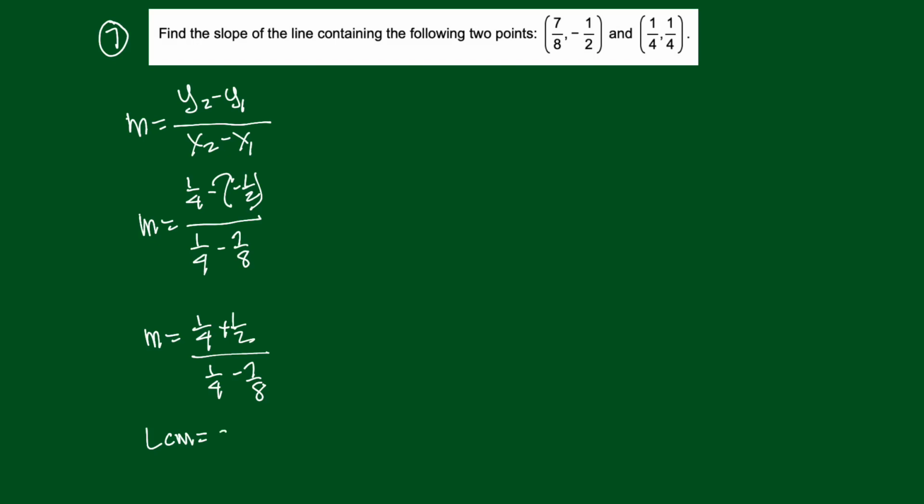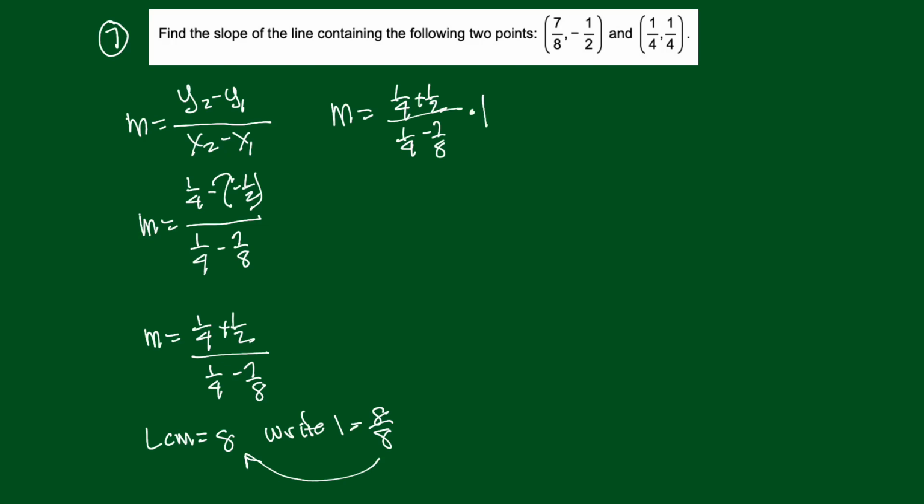Now, here's what I'm going to do. I'm going to write 1, okay? Write 1 as 8 over 8. Okay, that 8's coming from here. Now, here's why I do that. I'm going to do it up here. M is equal to 1/4 plus 1/2 over 1/4 minus 7/8. Now, if I multiply that by 1, it's the same, right? If you multiply by 1, it doesn't change the value. But the one I'm going to choose, I'm going to choose to write 1 this way. So I'll erase that one, and I'll write it as 8 over 8. And now it looks like this.